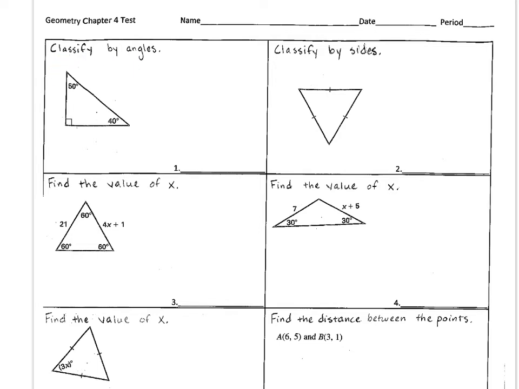Now if you're classifying by angles, you're going to either say it's acute, right, or obtuse. Okay, so remember your words, or the definitions. If it's acute, it means all three angles are acute. If it's right, obviously there's a right angle in it. And if it's obtuse, there's just at least one obtuse angle in the triangle. Okay, that's number 1.